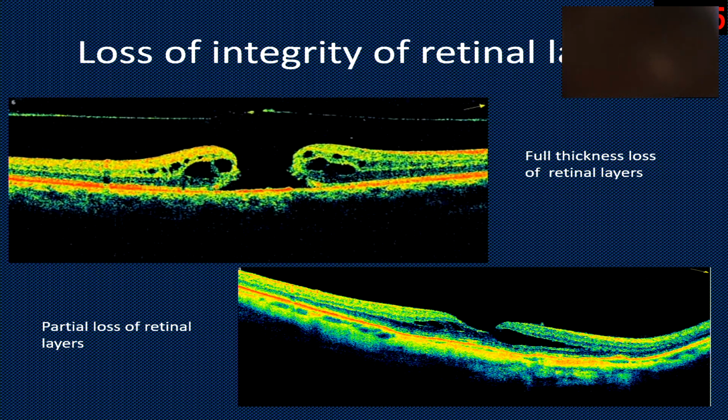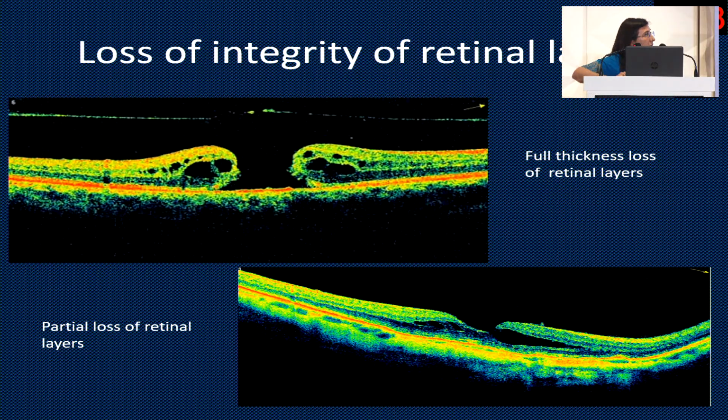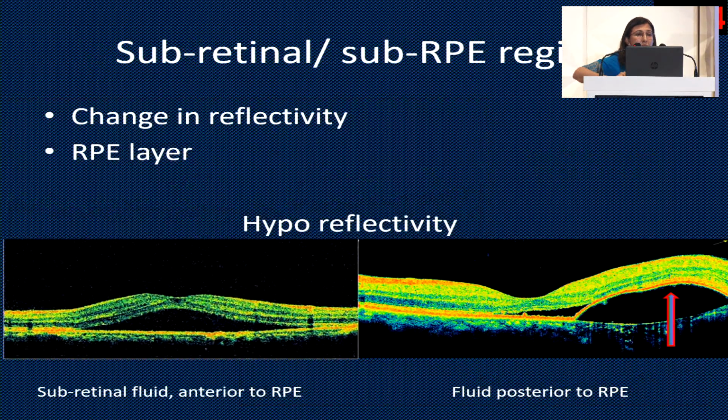So here you can see in the center, there's a complete loss of retinal layers. So this is a full thickness macular hole. And sometimes you may have a partial loss, not complete. Some layers may still be present. So this is a lamellar macular hole.